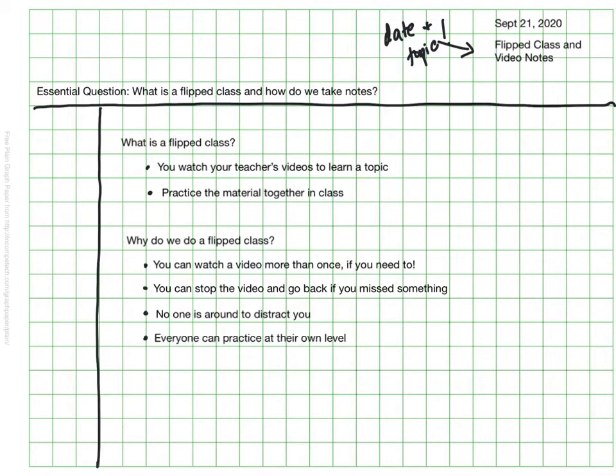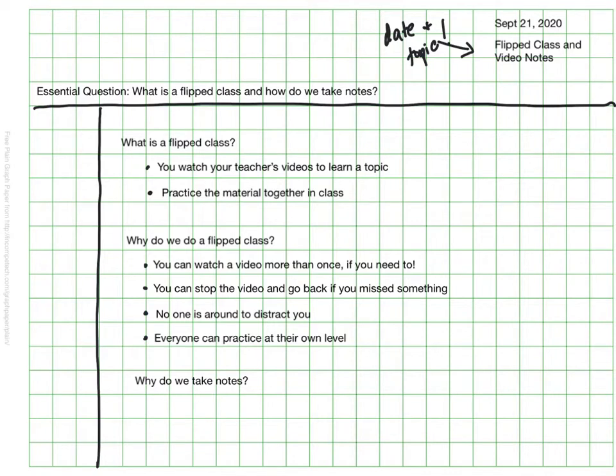And also, when we're in a flipped classroom, it means that everyone can do the work in class at their own level. Once we all watch the video, the night before class, when we come into class, some students might need some more examples and instruction, and others might know it right away, and everyone can do what they need to be successful in class that day.